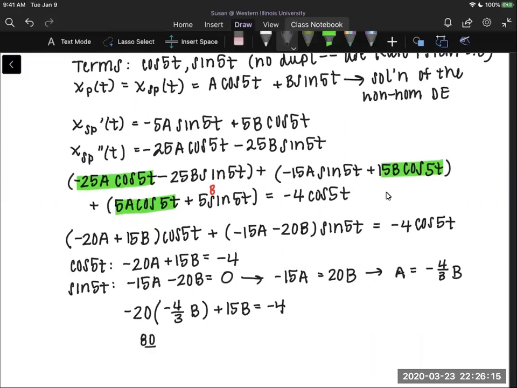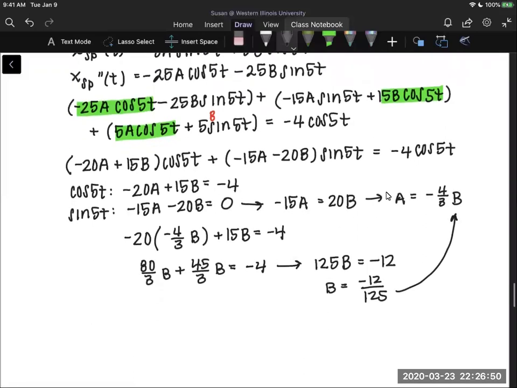So I have minus 20 times my expression for a plus 15b equals negative 4. So that's 80/3 b plus 45/3 b is negative 4. So I have 125b equals negative 12. So b equals negative 12 over 125. And I don't believe that's reducible, so I'll leave that as is. And then of course, just plug this value to solve for a. So a is negative 4 over 3 times negative 12 over 125. So I get a positive 16 over 125. So I've successfully solved for my coefficients a and b.